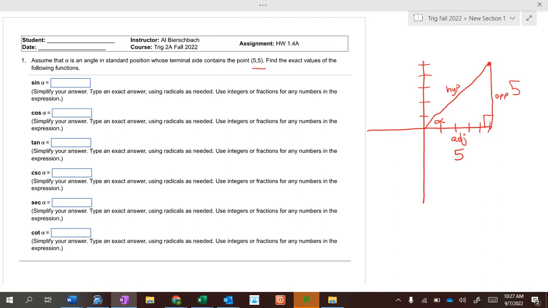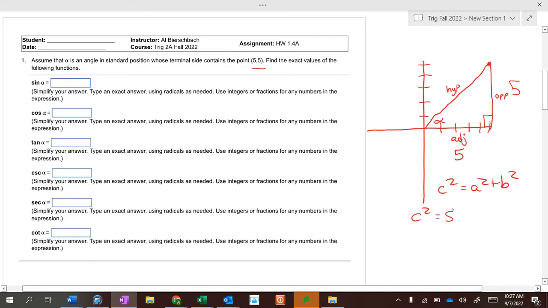So Pythagorean theorem. C squared equals a squared plus b squared. Okay? So c squared equals 5 squared plus 5 squared. C squared equals 25 plus 25. C squared equals 50. Square root of each side. C equals the square root of 50, which breaks down to the square root of 25 times the square root of 2, which is 5 square root of 2.